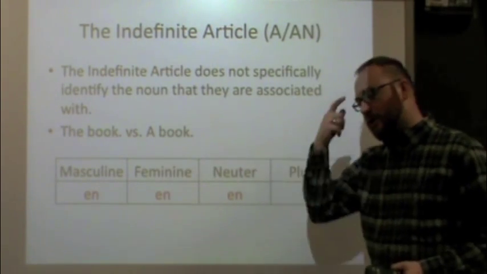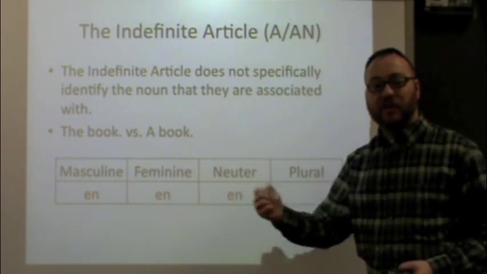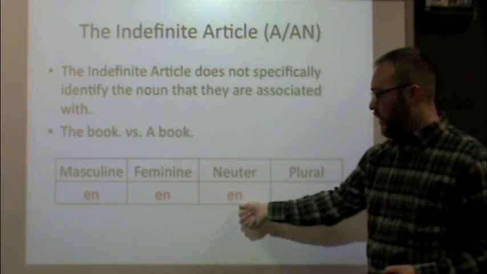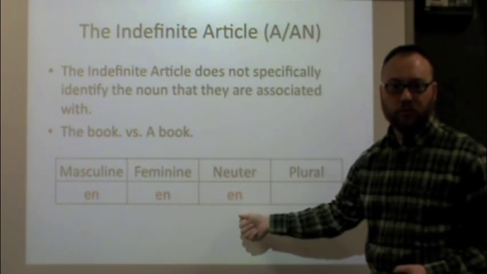So if we go back to our original example, we were dealing with es boeg, the book. A book, since book is neuter, would be en boeg.